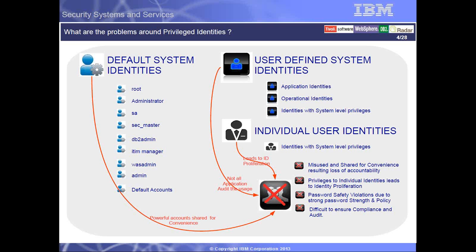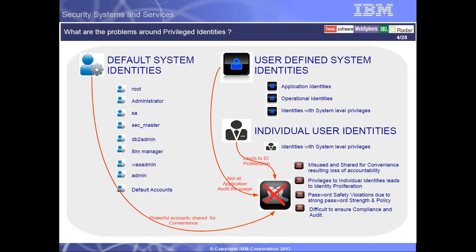Next, the user-defined system identities. They're like application identities. You have operational identities to do your operational activities. Then you have identities with system level privileges. Most of these applications do not do application level audit, and they don't log that information. And if they do, they are not uniform. And even if they are doing it, they are not centralized. So then the correlation becomes very difficult. That's one of the issues there.